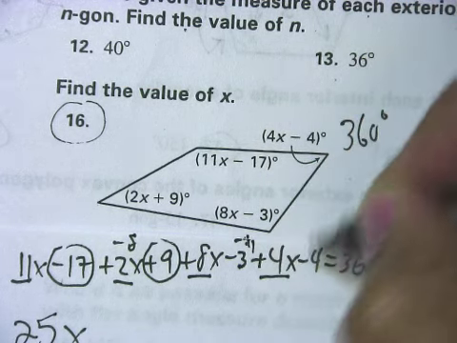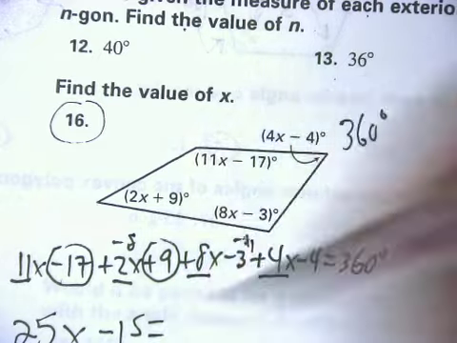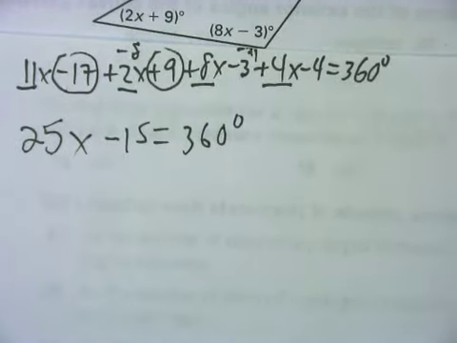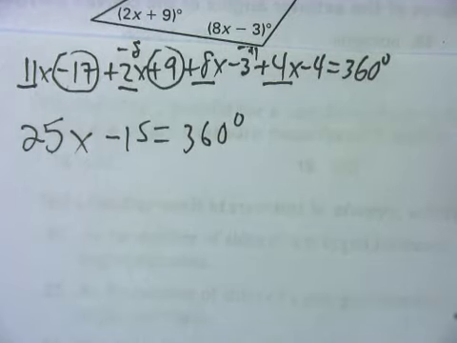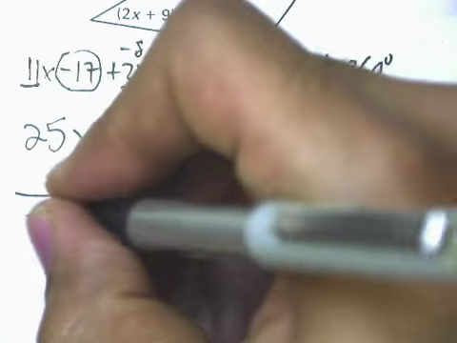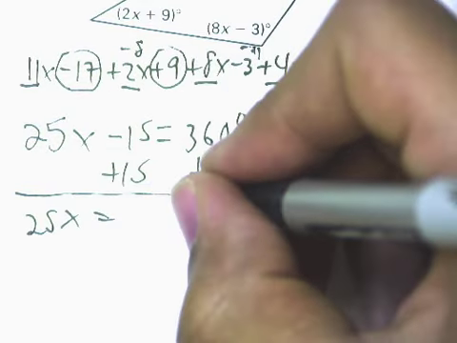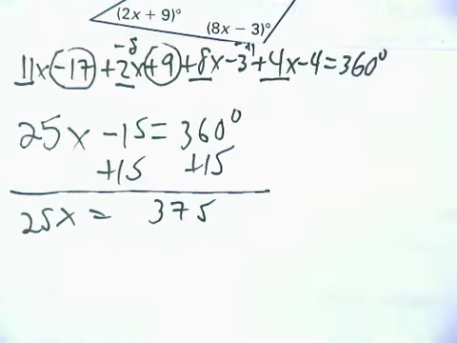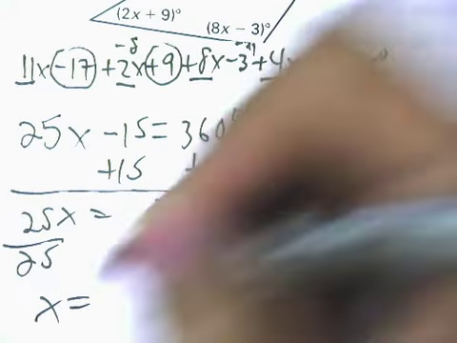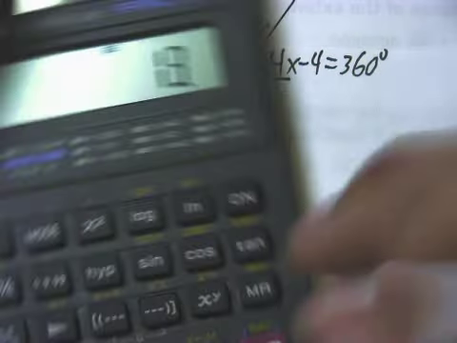Let me put like terms now. I have negative 17 and positive 9. Negative 17 and positive 9 is going to give me negative 8. Negative 8 and negative 3 is going to give me negative 11. And negative 11 and negative 4 is going to give me negative 15, and that's equal to 360 degrees. And then from here, guys, it just becomes a simple algebraic equation.